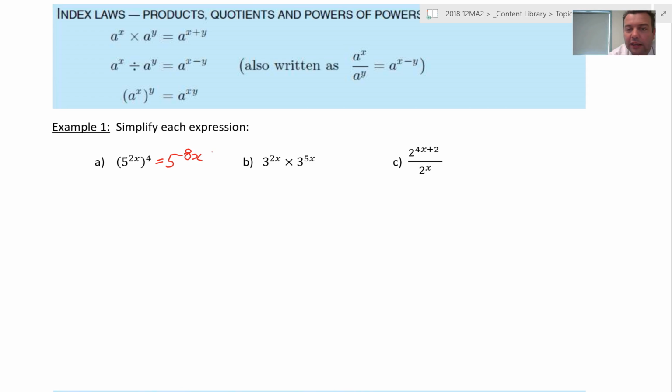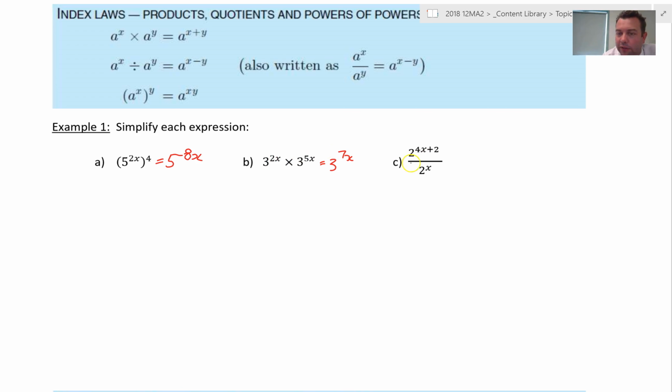Okay? Now here we have the same base. We can't multiply these together if they don't have the same base. We do have the same base, which is 3, in which case we add the exponents, so that's 3 to the 7x, because I add the 2x to the 5x.